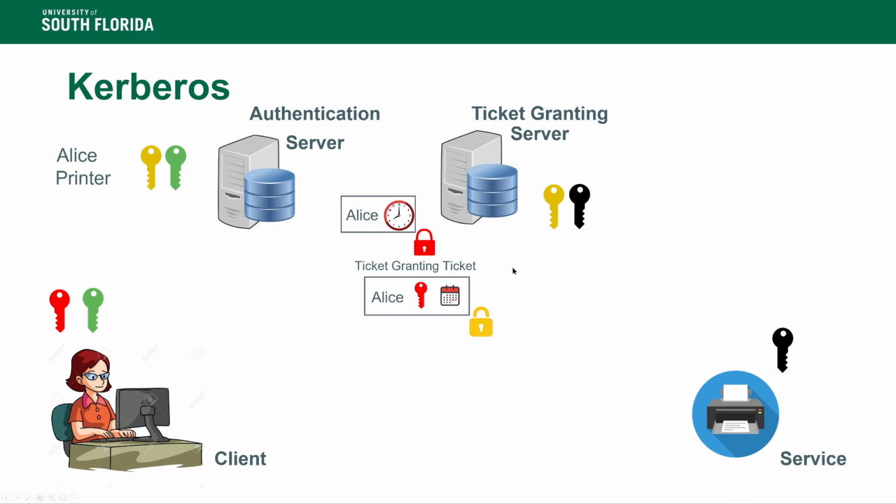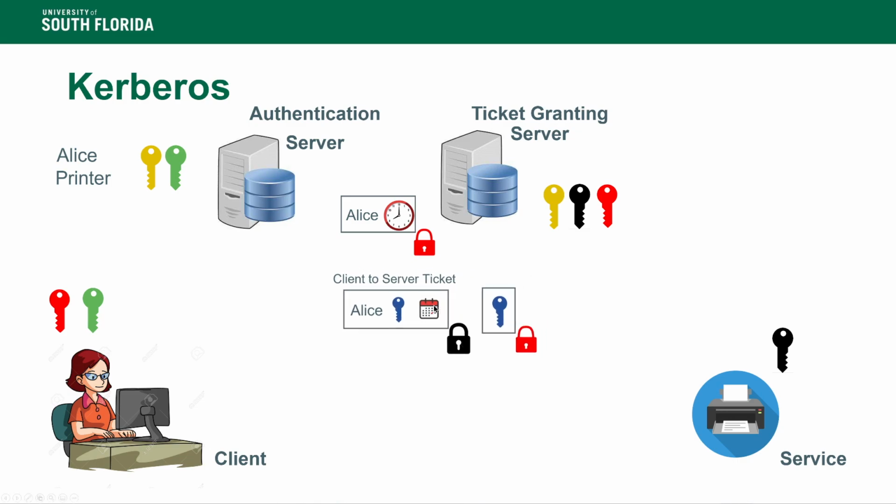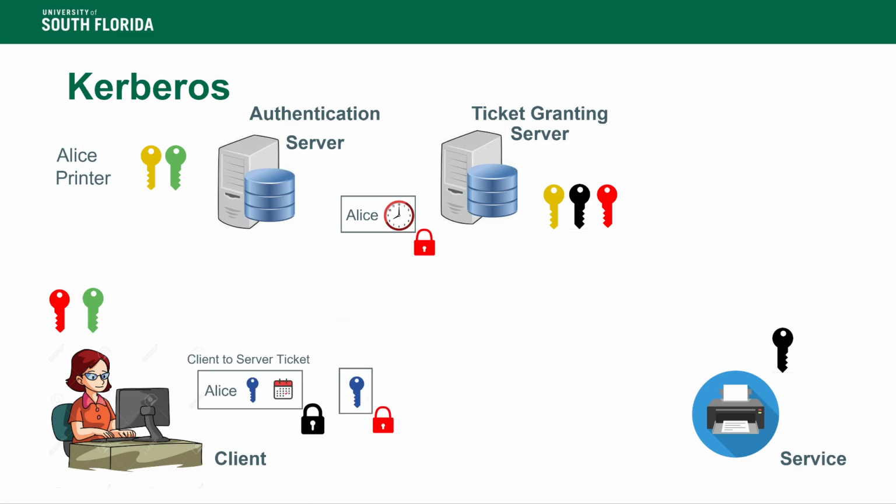Now, the ticket granting server first uses the key that they share with the authentication server to decrypt the information in the ticket granting ticket. That gives them in particular the red key that Alice has from the authentication server. Then the ticket granting server creates a new key, like a blue key here, that's going to be used between the client and the service. They encrypt it with the red key that Alice has and with the black key, which they share with the service. In this encryption, there is Alice's information, the blue key, and the validity period. Now, the ticket granting server sends all of that to Alice.